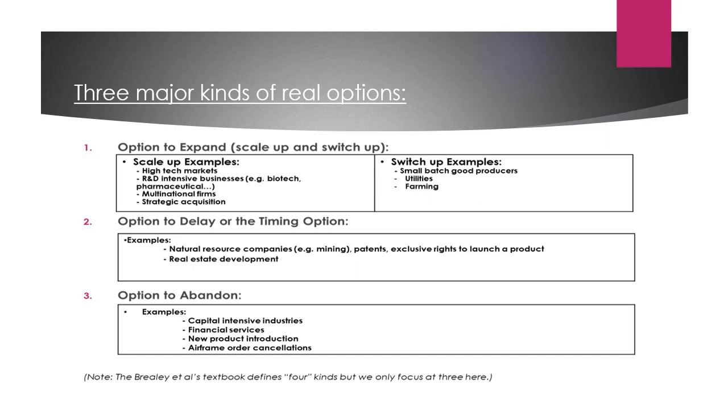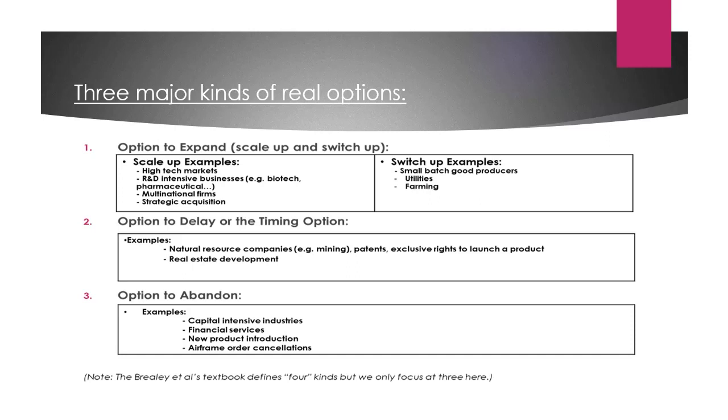Some negative NPV projects might be essential as startup investments for bigger opportunities. Thus, they have high NPV in subsequent periods. Traditional DCF will disregard such projects completely and will miss out on a big-bucks opportunity in the future. In this case, option to expand is valuable. Some examples for scale-up options could be high-tech markets, R&D intensive businesses such as biotech and pharmaceutical, multinational firms, and strategic acquisitions. Among switch-up options, examples could be small batch and good producers, utilities firms, and farming.